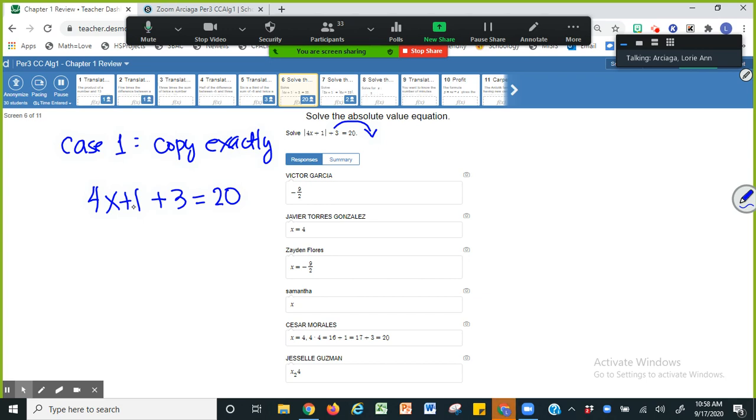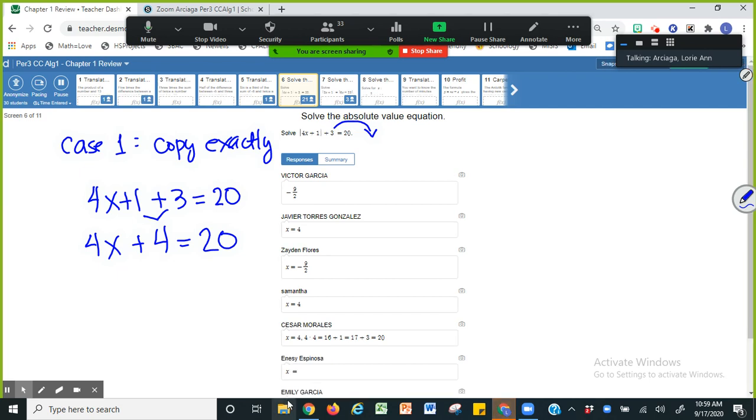Nice, these are showing that. So you could also combine them here. 4x plus 4 is equal to 20. Nice use of subscripts, Giselle. Okay, I'm gonna leave that for you to work on.